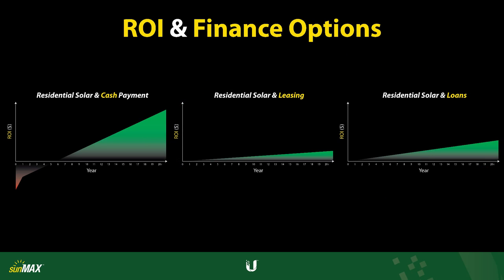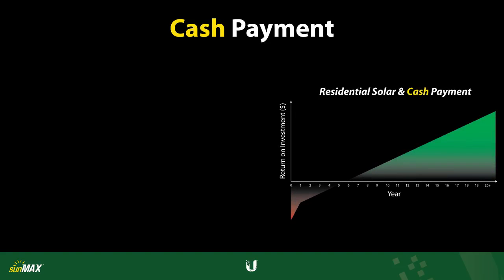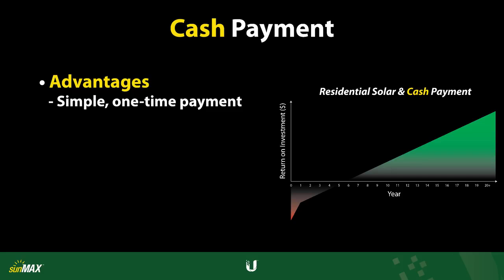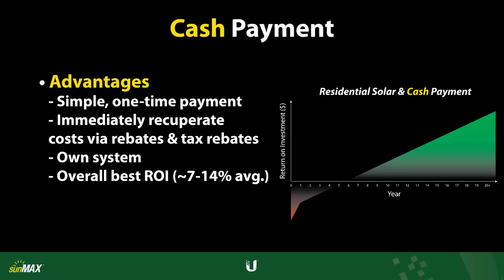investment and immediate payback. By opting for cash purchase with a new system, the customer benefits in several ways, including a simple one-time payment for the system, immediately recuperated costs through program rebates and tax credits, such as the ITC tax credit of 30% savings. They also own and keep the system through its lifetime, which benefits in potential home sales. Overall, cash purchases provide the best return on investment, around 7 to 14%, better than most stock investments.